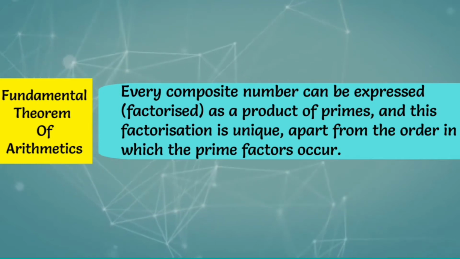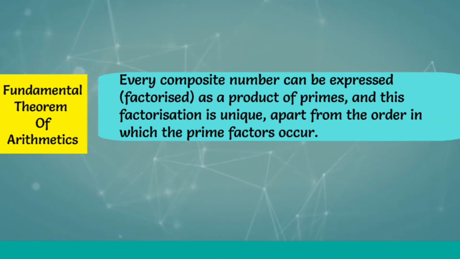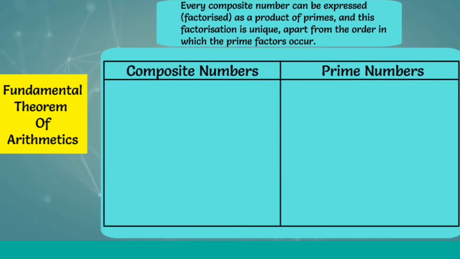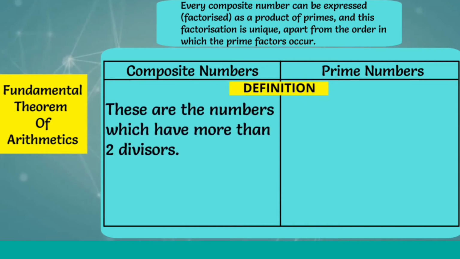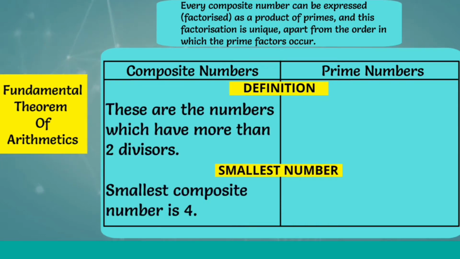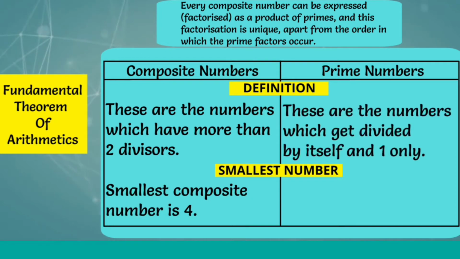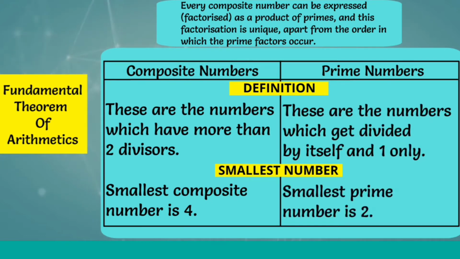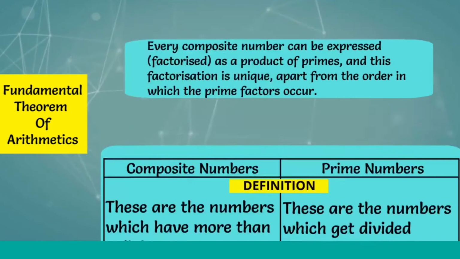Let's recall this concept. First, let's differentiate composite numbers and prime numbers. Composite numbers are the numbers which have more than two divisors. The smallest composite number is 4. Whereas prime numbers are the numbers which get divided by itself and 1 only. And the smallest prime number is 2.